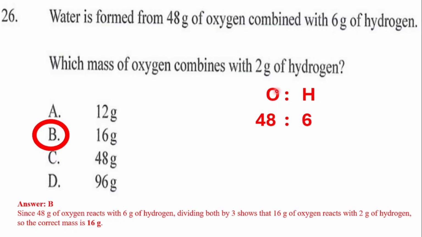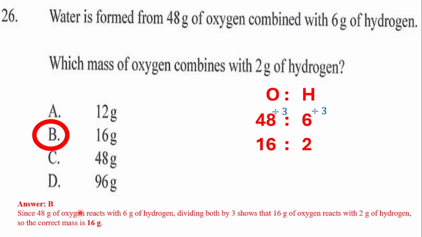So the ratio of oxygen to hydrogen is 48 to 6. What we're going to do is divide both sides by 3. So 6 divided by 3 gives us 2, and 48 divided by 3 gives us 16. So, which mass of oxygen combines with 2 grams of hydrogen? Based on this ratio, it's going to be 16, right? Because when hydrogen is 2 grams, oxygen is 16 grams. So the answer here is B.